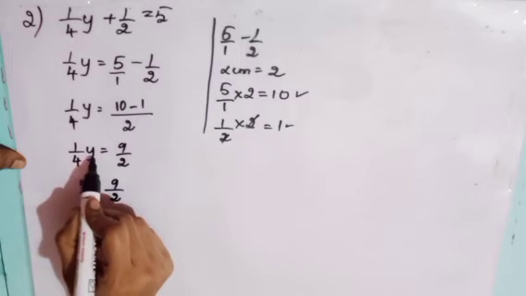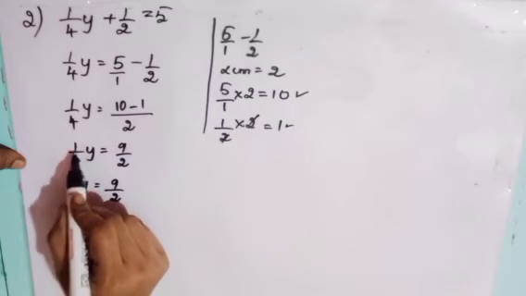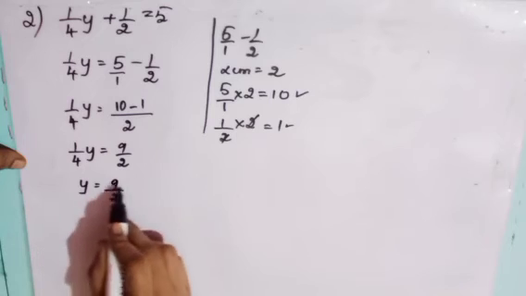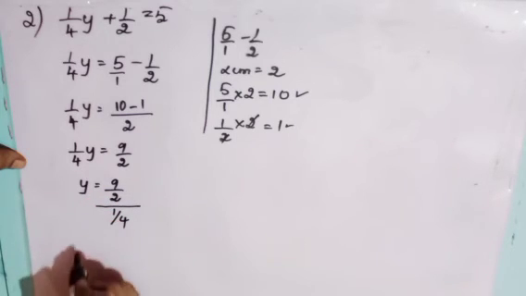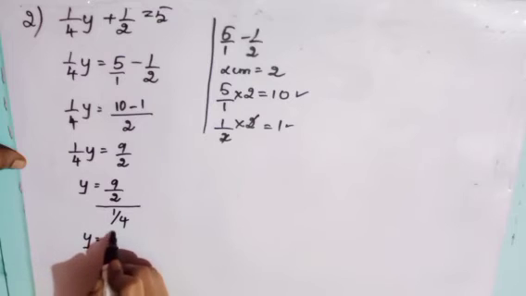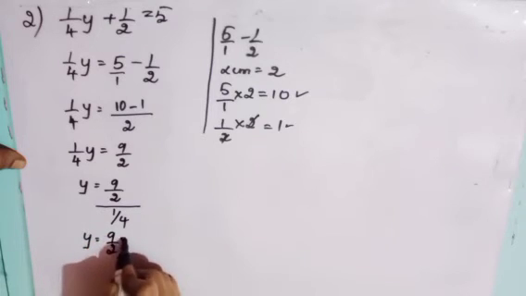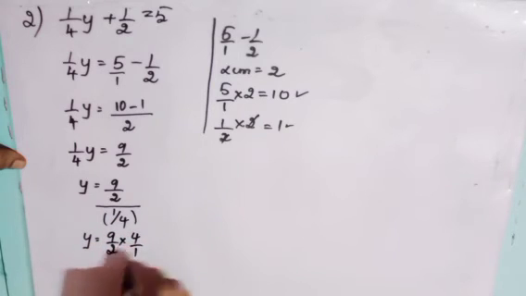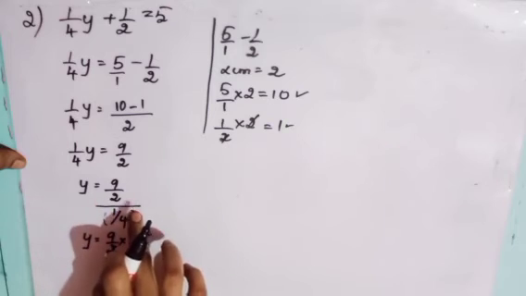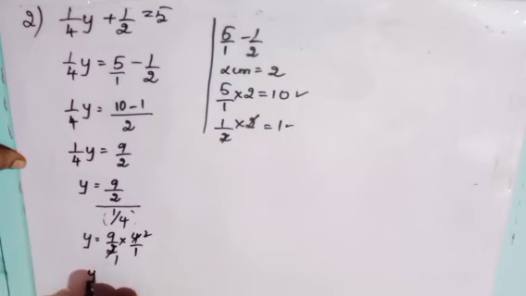The coefficient of y is 1 by 4. When it comes to the right side, it comes to the denominator, that is 1 by 4. So y equals 9 by 2 into the reciprocal of 1 by 4, which is 4 by 1. Next, 2 ones are 2, 2 twos are 4. Next, y equals 9 twos are 18. So the value of y is 18.